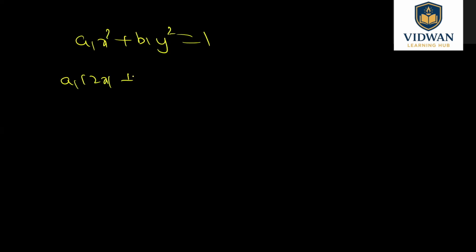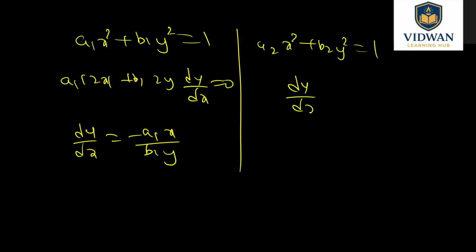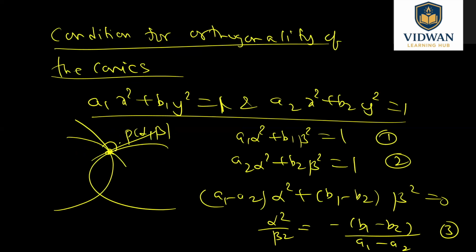So consider the first curve and differentiate it. You will get a1 into 2x plus b1 into 2y dy by dx equal to 0. So from here, you will get dy by dx as minus of a1x by b1y. Similarly, for the second curve, a2x square plus b2y square equal to 1, straight away, I'll write the answer, dy by dx equal to minus a2x by b2y. Now, this is the derivative at which point I have to find out. At alpha beta, they're cutting at right angle. So at alpha beta, when I find the slopes, the product should be -1.